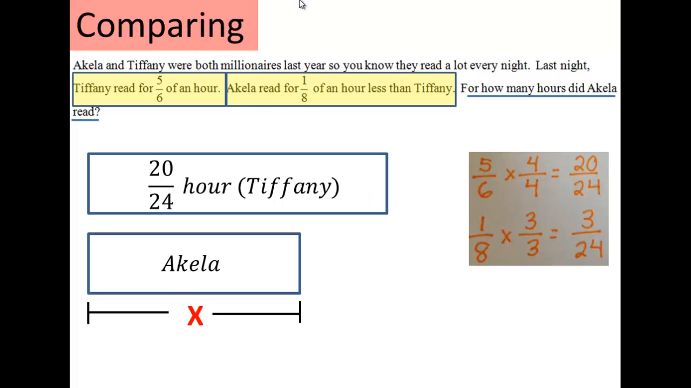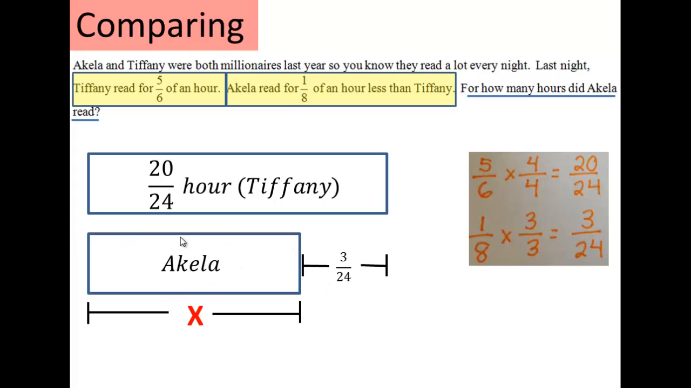Now, for that little piece of information we haven't put in yet, because we did put in 5/6, it's right there. 1/8 or 3/24 of an hour. Point to where on the bar model we're going to put 3/24 of an hour. Were you pointing there? Nice job. So, this is the difference between Tiffany and Akila and the amount they read.